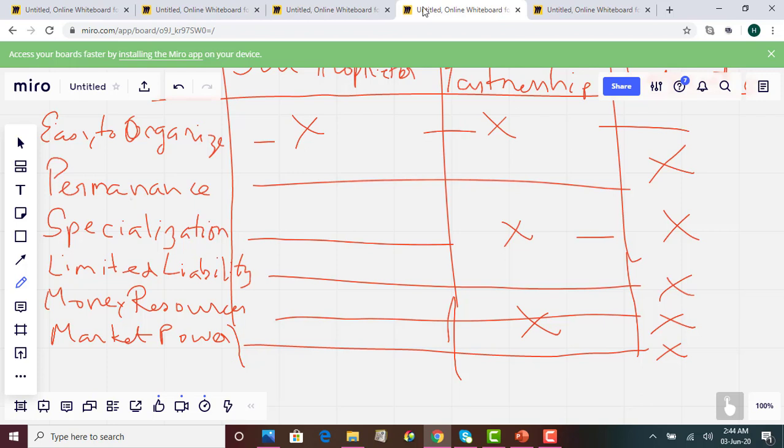They can control the total output of the economy, whereas a small grocery store is only a small percentage of the total output of the economy. So market power for sole proprietorship and partnership is very little, but corporations such as Samsung and Apple have a lot of market power. They have influence over their price. So corporations have market power.